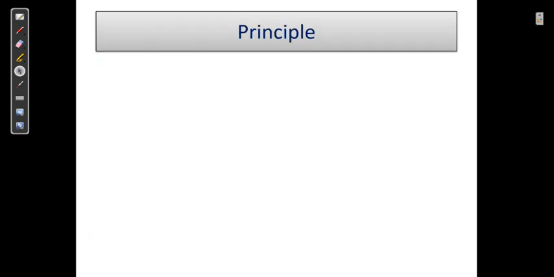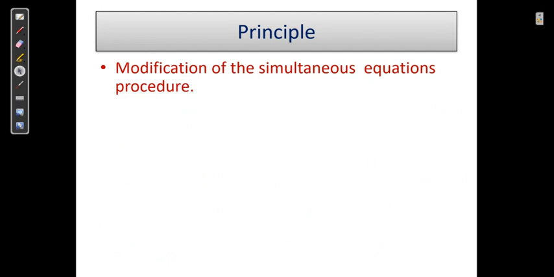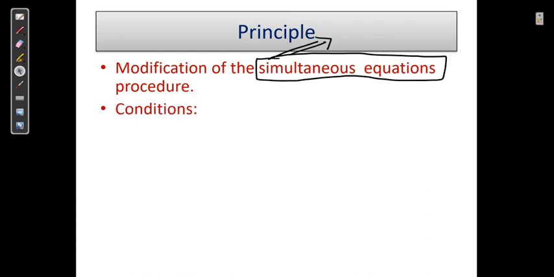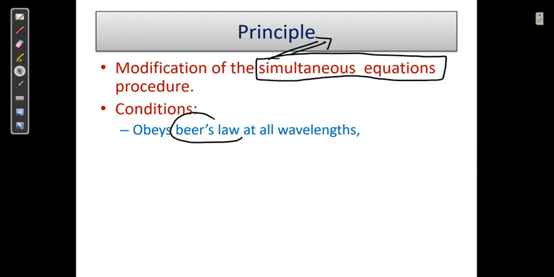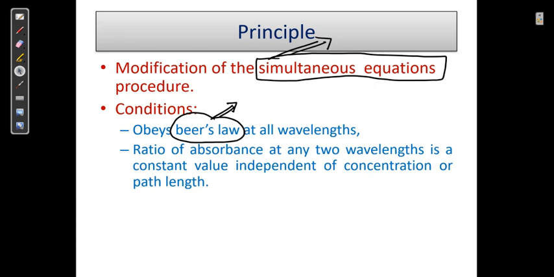So how to do it, and what is the principle? This is a modification of the simultaneous equation method. The simultaneous equation method is also one of the methods used for detection of two active pharmaceutical ingredients present in a tablet formulation or any other formulation. The condition is that they must obey Beer's law at all wavelengths. Beer's law is based on concentration. The ratio of absorbance at any two wavelengths is a constant value independent of concentration or path length. This is known as iso-absorption.